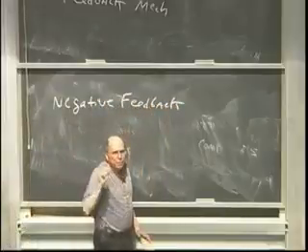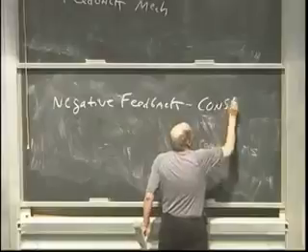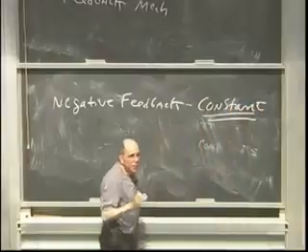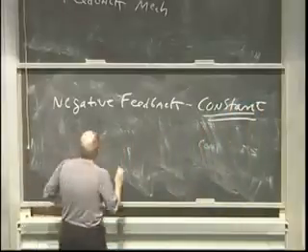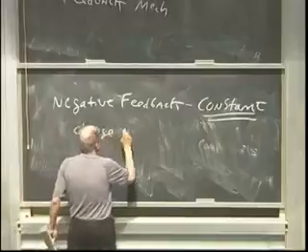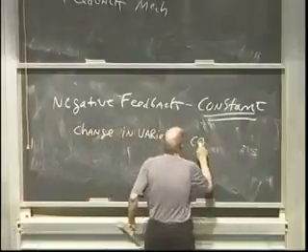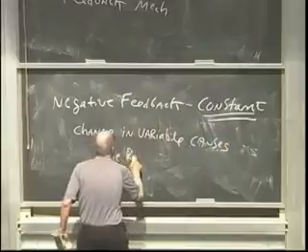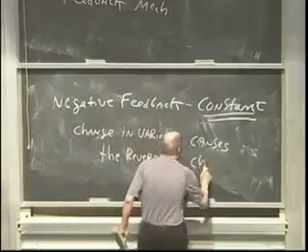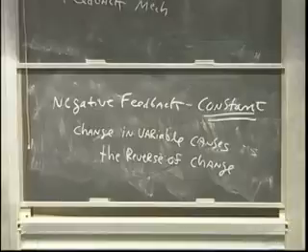The role of negative feedback is to keep your system constant, or at least to attempt to keep it constant. The reason it's given the term negative feedback is that a change in a variable, whatever that is, causes the reverse of the change. See what that means? Change in a variable stimulates the reverse of the change.